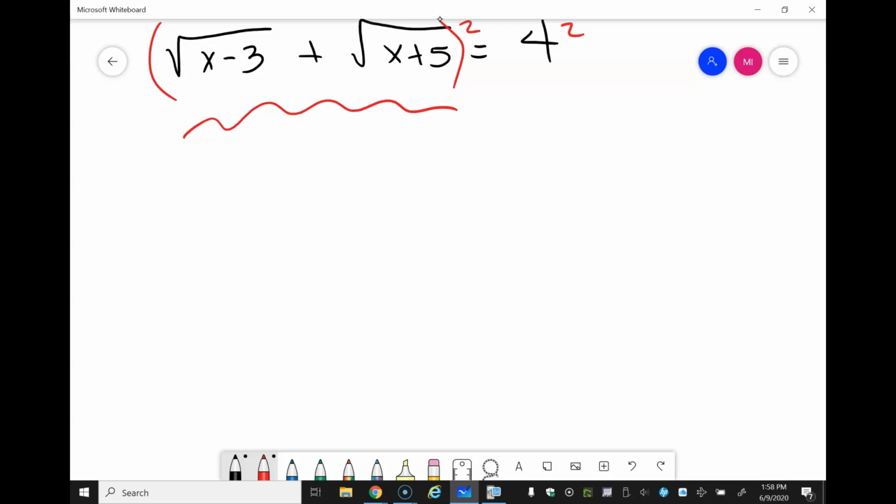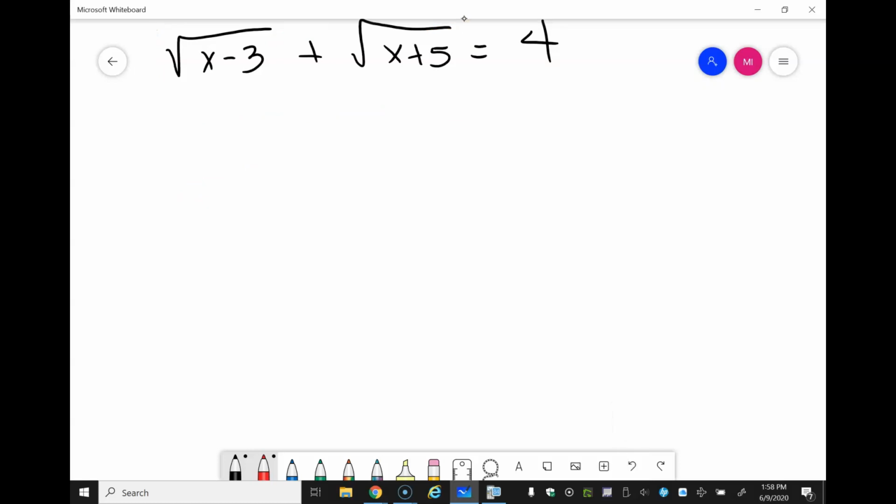I think I mentioned earlier, but I just want to keep repeating it. Do not take this 2 in and square that one and square that one, leaving just x minus 3 plus x plus 5. That does not work that way in math. That's illegal. You're going to have to FOIL. You have to take it out and FOIL. But the last thing we want to do is FOIL 2 square roots.